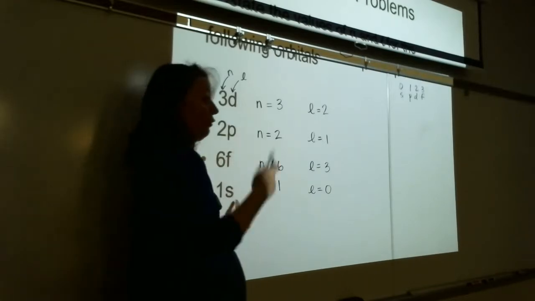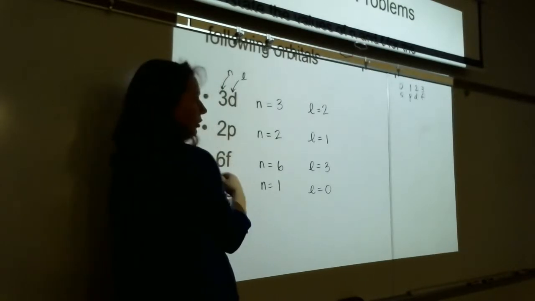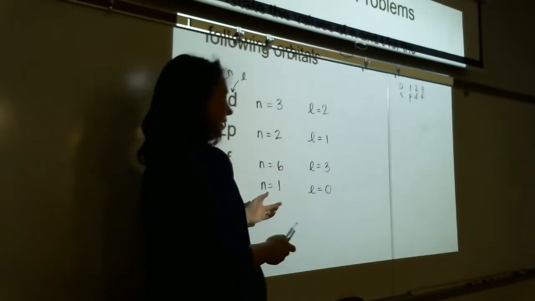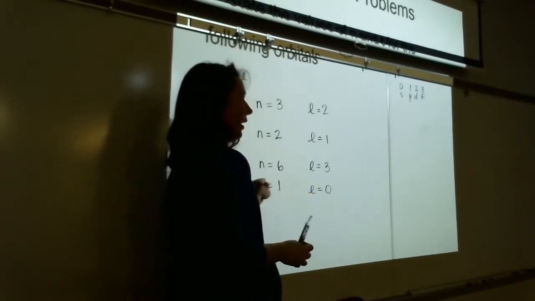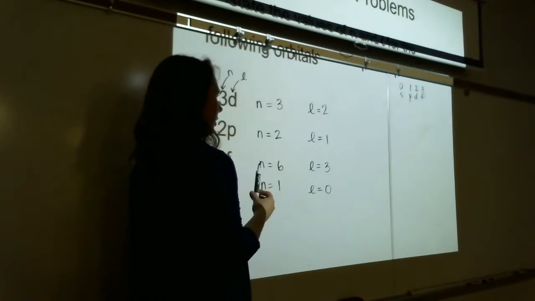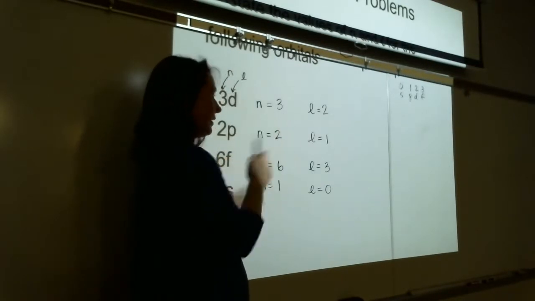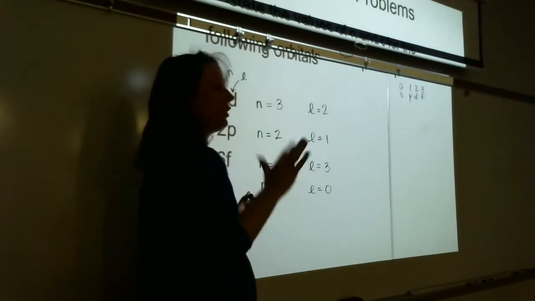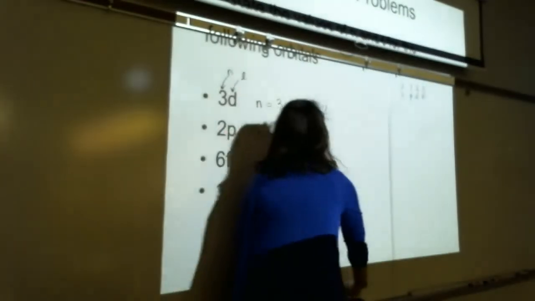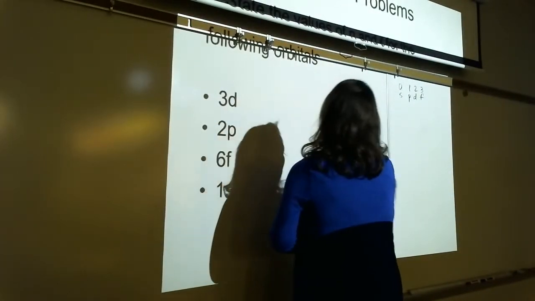A lot of students will fall into this trap. I'll ask stuff like this all the time. Does a 1s orbital exist? The answer would be yes, of course, because N equals 1 and L equals 0, right? L can be 0. But what if I said something like, does a 0p orbital exist? The answer would be no, right? Because N can't be 0. So just be prepared for those kinds of little variations I like to throw at you to see if you're keeping your rules straight.